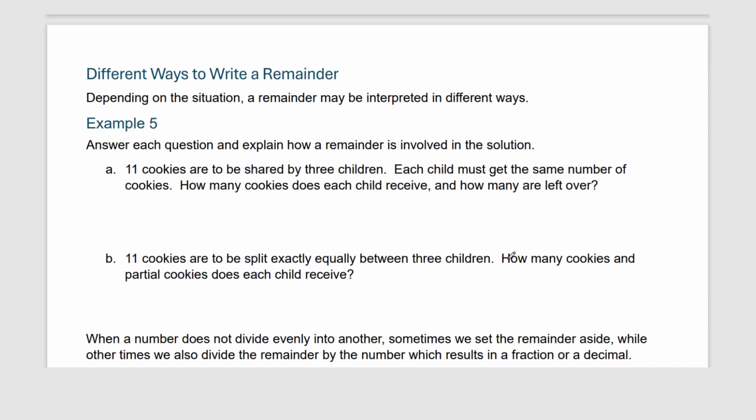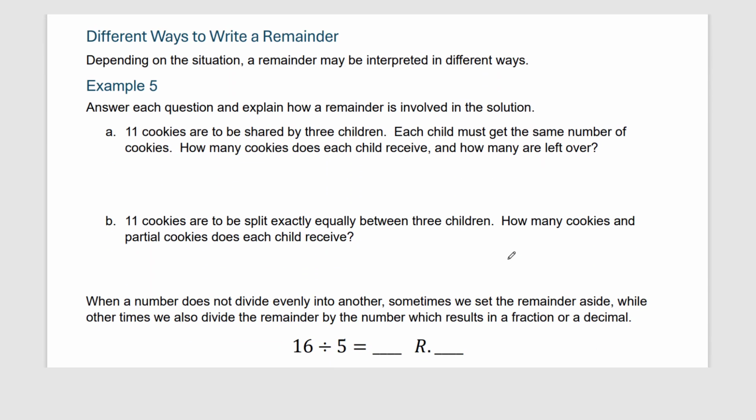Okay, one last thing that I want to talk about is the different ways you can represent a remainder when you're dividing by a number that does not go in evenly. Depending on what situation we're dealing with, you can interpret a remainder in different ways and represent it in different ways. So in example 5, it says answer each question and explain how a remainder is involved in the solution. A says 11 cookies are to be shared by 3 children. Each child must get the same number of cookies. How many cookies does each child receive and how many are left over?